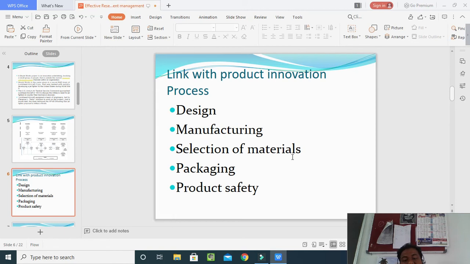Now, selection of material. The total quality management team will be there. They will check the quality, or they will select the materials, and they won't compromise on the quality and also the quantity.